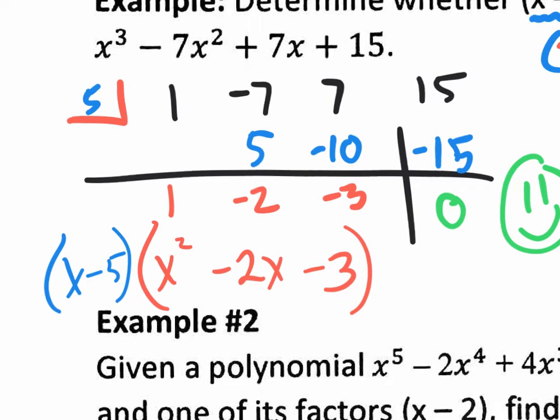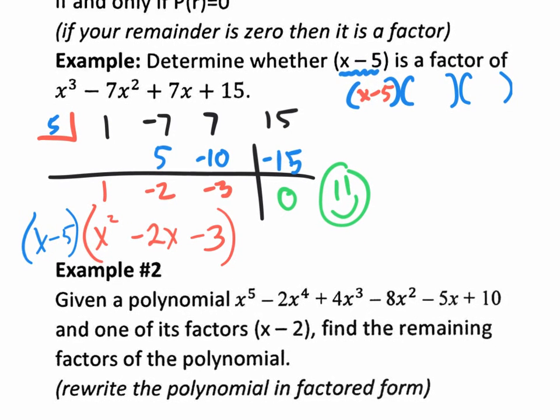So far, my factored form is this, but I could continue factoring this quadratic trinomial. What times what is my c value that if I combine together is my b value? What times what is -3 that if I combine together is -2? -3 times 1. So I actually have completely factored this cubic polynomial into these three binomials using my depressed polynomial.